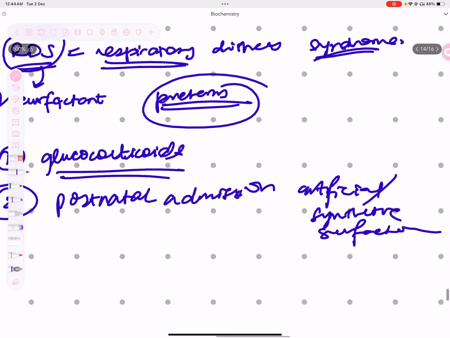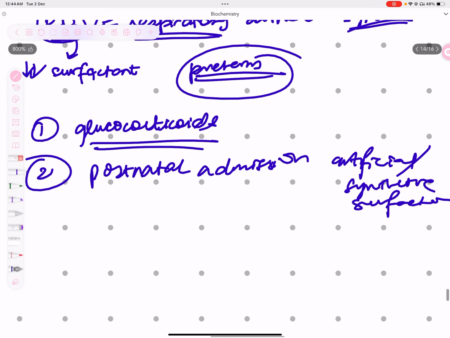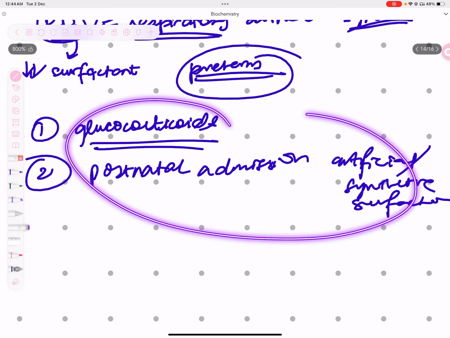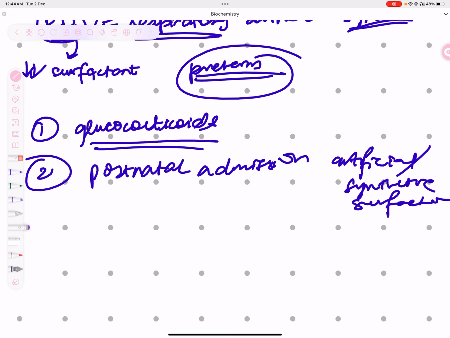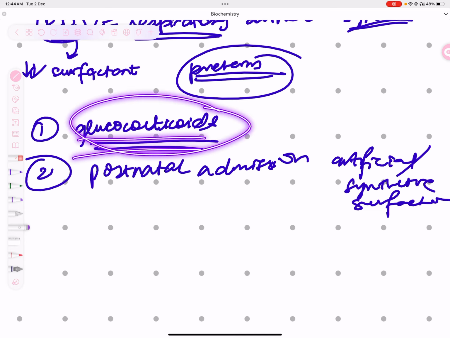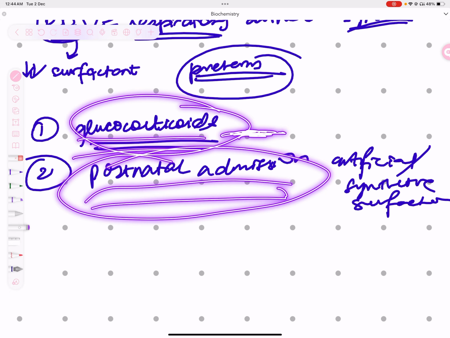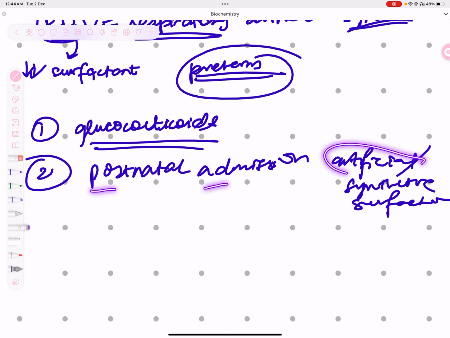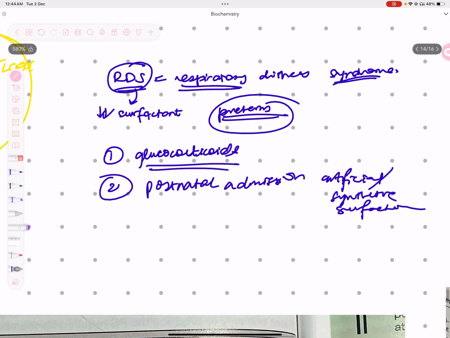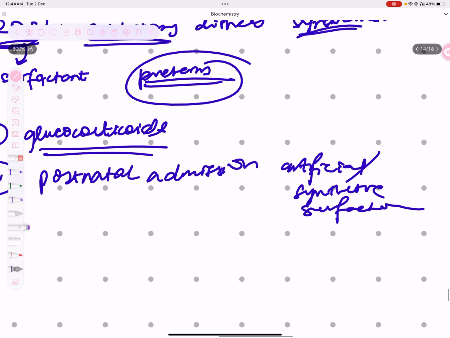Okay, so sorry for illegible writing, but I'm really in a hurry to write and explain at the same time so that there's no pause, and I am not really good at multitasking. Anyways, the first is glucocorticoids to the mother as they're approaching the date of delivery. The second is postnatal treatment, that is postnatal administration of artificial or synthetic surfactants, right? Now, other than this, this was respiratory distress syndrome, which was in babies, right?